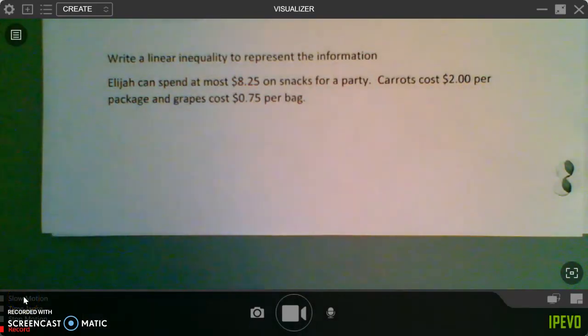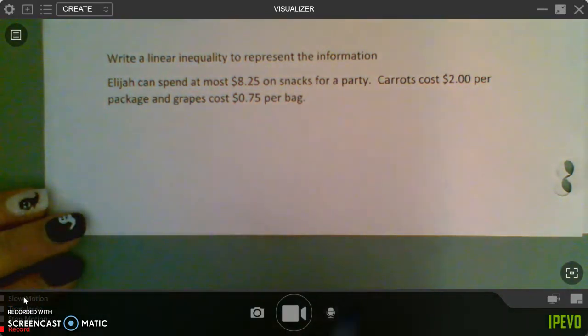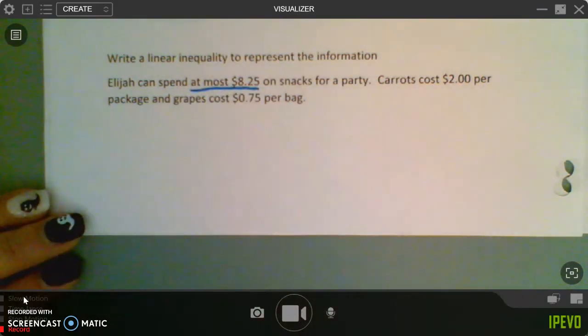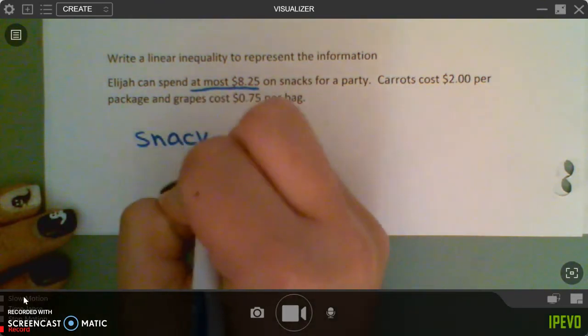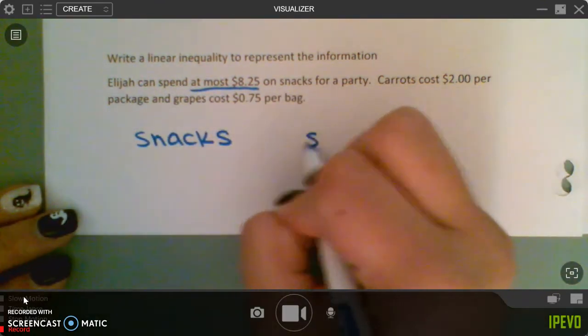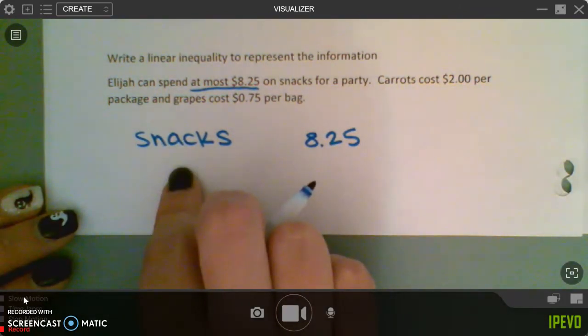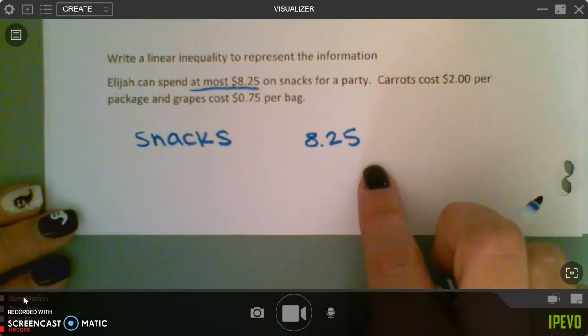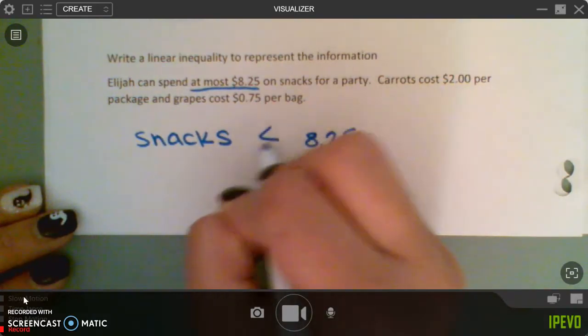Okay, so we have one more problem. It says write the linear inequality to represent the information. So Elijah can spend at most $8.25 on snacks. Carrots cost $2 and grapes cost 75 cents. So we have these snacks he's buying, and we have the money he has to spend. Can the cost of the snacks be more than the money he has? No. So it cannot be greater than, right? It has to be less than or equal to.